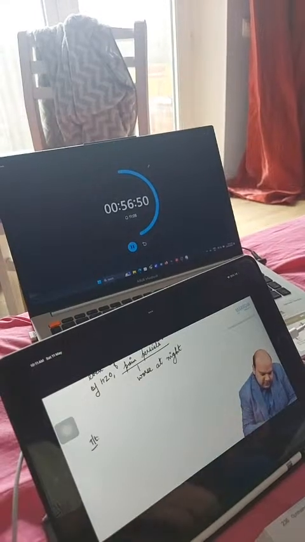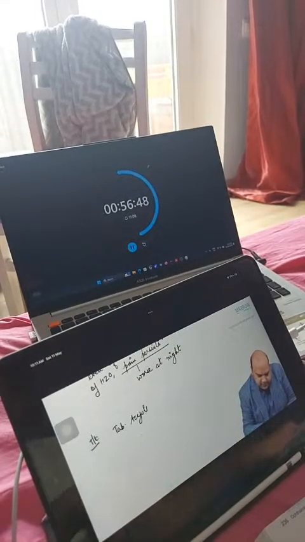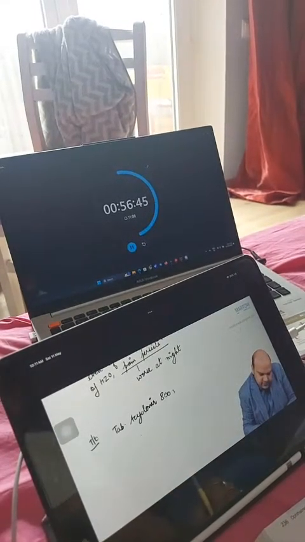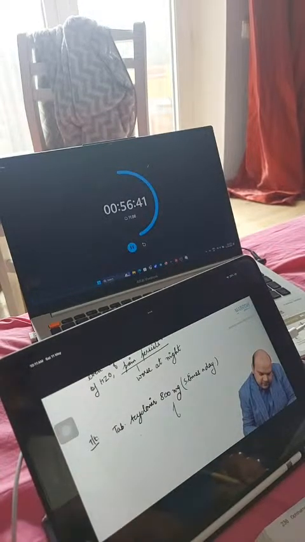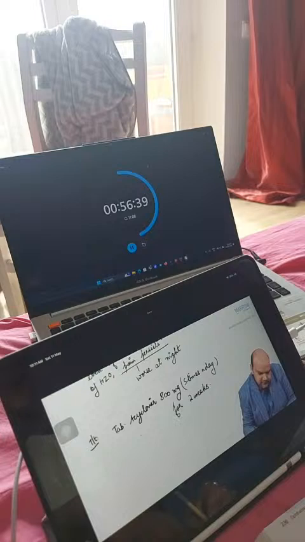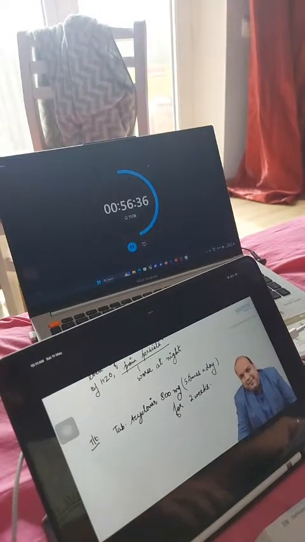Now, what is the treatment, everybody? The treatment is simple. Tablet acyclovir, 800 mg, 5 times a day for 2 weeks. That is the treatment of herpes zoster ophthalmicus. Am I clear, everybody? No problem? Done.